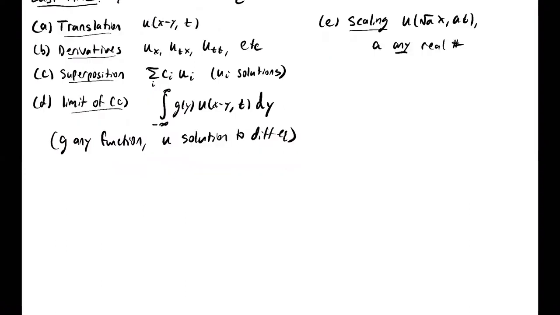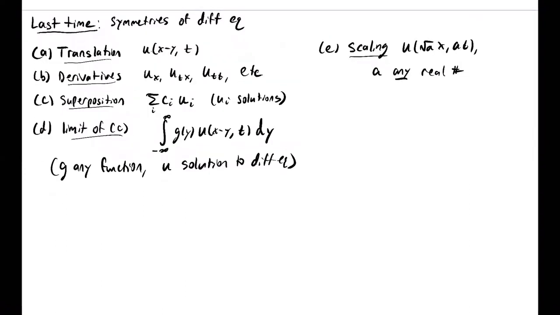then this integral will also give you a new solution. And then finally, we had this scaling symmetry, which says that if I have my solution u and I take any real number a, then if I multiply x by the square root of a and multiply t by a, that gives me another new solution. You can check the scaling property just by differentiating and you'll see that it works.